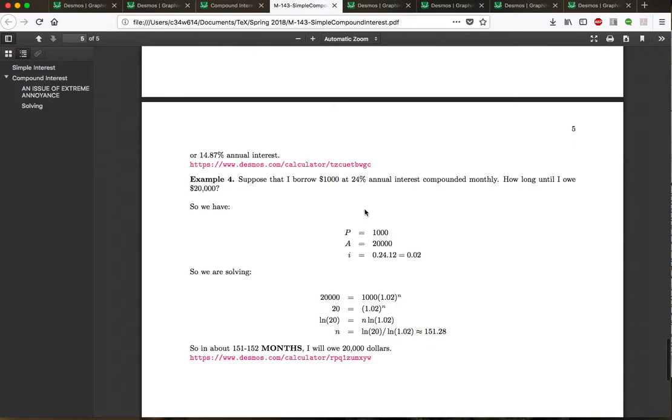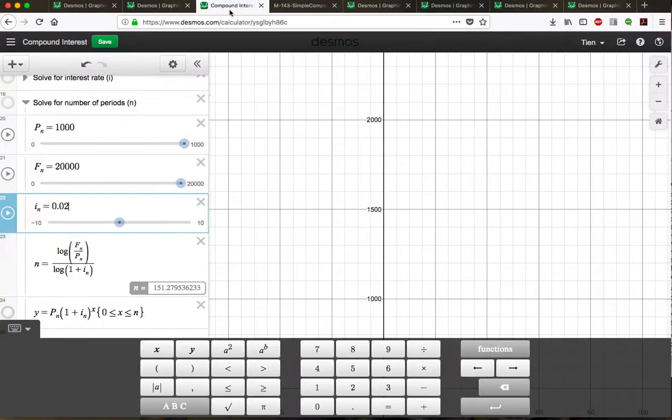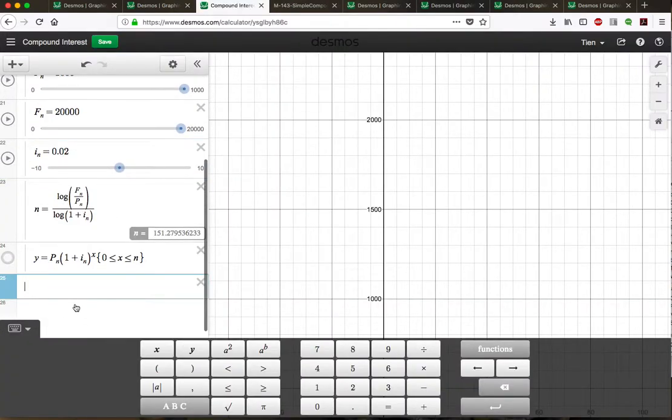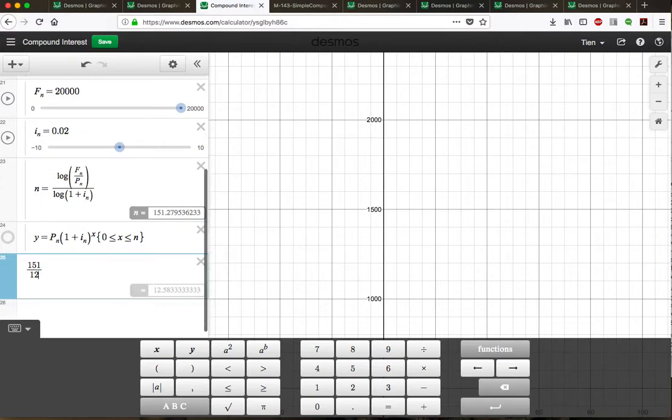And so that's a little over 10 years. 151 over 12 will be about 12 to 13 years. Your $1,000 will become a $20,000 debt.